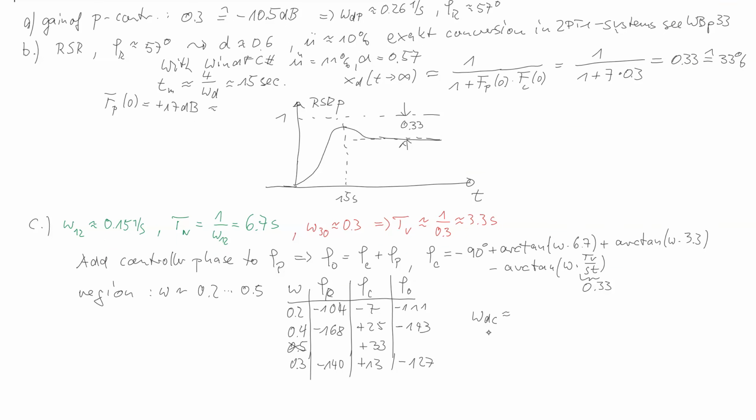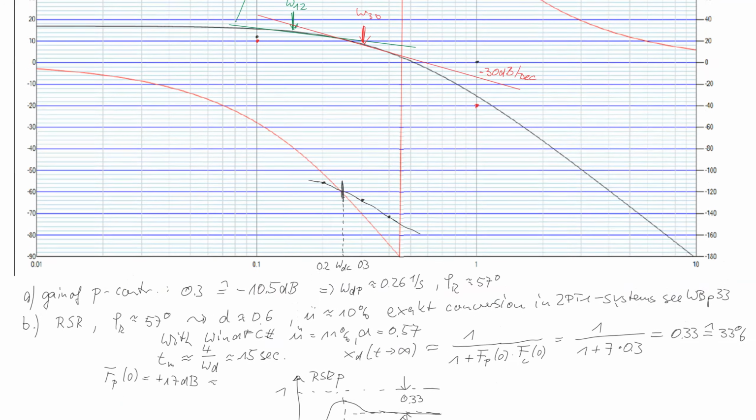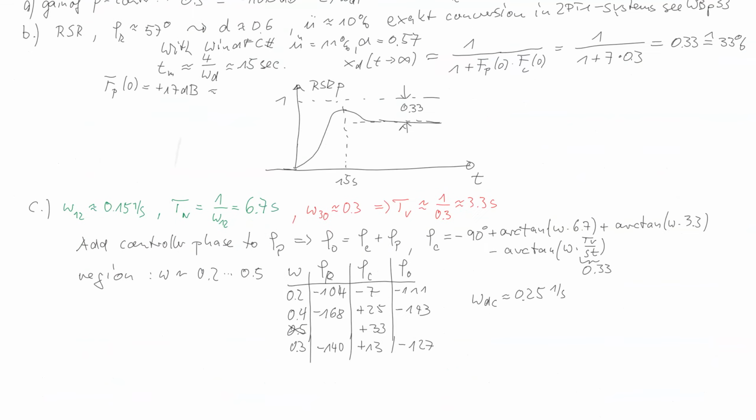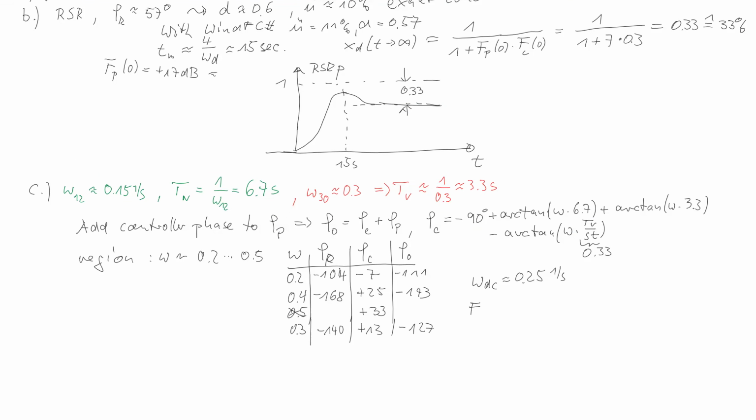Omega dc is roundabout 0.25 per second. Yes, in my preparation I have 0.24. I think that's okay. So the final calculation we have to do is now the Kc value. Look at the task. We have now derived Tn and Tv with our tangents, omega d with our phase curve, and now Kc is missing, and Kc comes again from the open loop magnitude at omega dc, which must be 1.